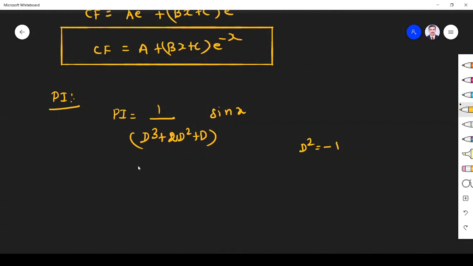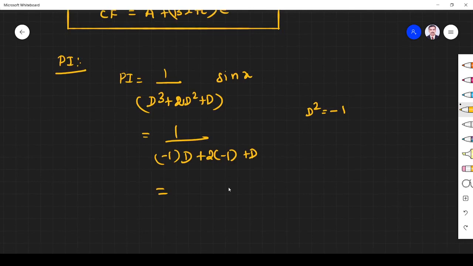So I replace this. What I do? D squared is minus 1. So minus 1 into D, plus 2 into (D squared is minus 1), plus D. So what I get is minus D plus D cancel.